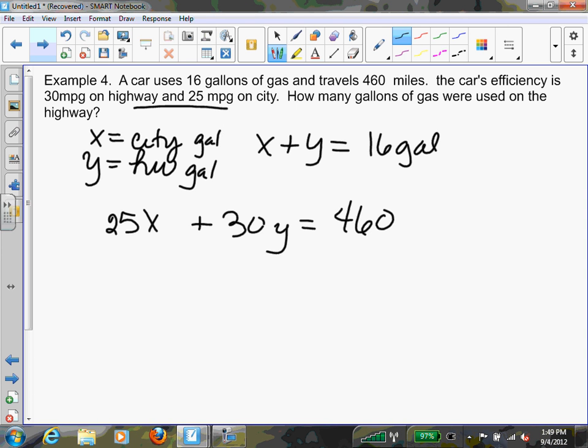So let's change one of them. Remember, how many gallons of gas were used on the highway? Highway is Y, right? So we want our equation with Y's. Would you agree? So how do I change this X into a Y? Think. Why did I write this?